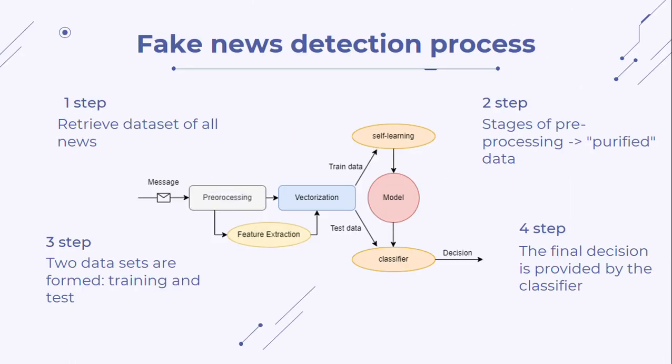You can see the process of fake news detection. The first step is to retrieve all news. Then the initial transformation begins with the pre-processing stages in which we verify data for classification, and these data are presented in vector form. Two data sets are formed, train and test, and finally, machine learning techniques are applied to the training set and test set to determine whether a news item is fake or not. The final decision is provided by the ensemble method.